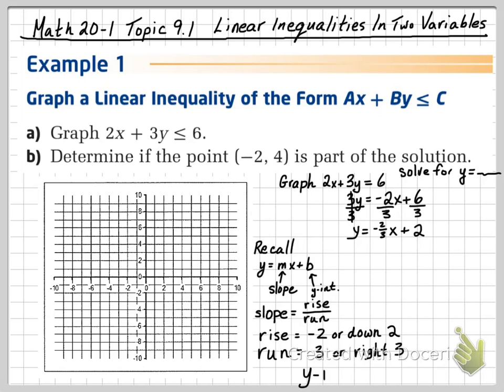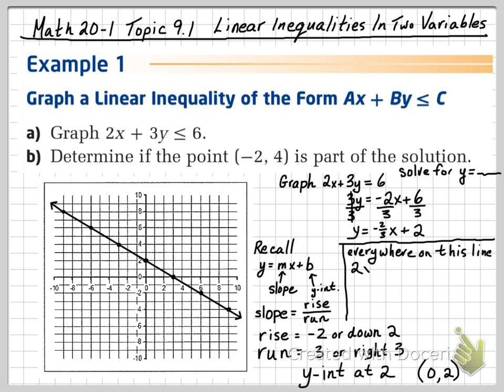Now, if we take our y-intercept point, which is at 2, or more correctly 0, 2, we can plot that point on our graph, as you can see, 0, 2 as a dot there. Now we can plot other points by plotting in our slope. If we go down 2 and 3 to the right and put another point, now we've got 2 points on our line. We can do that in both directions, and we can draw a line through. Now we have a line, and everywhere on this line is where 2x plus 3y is equal to 6.